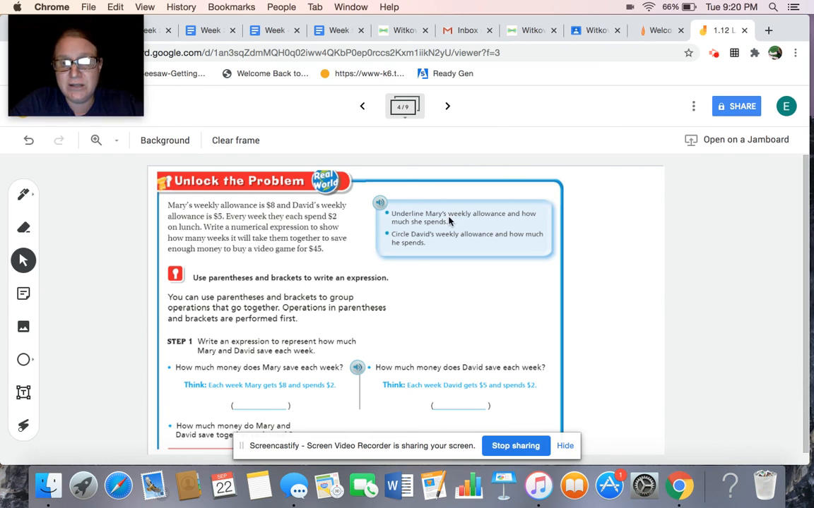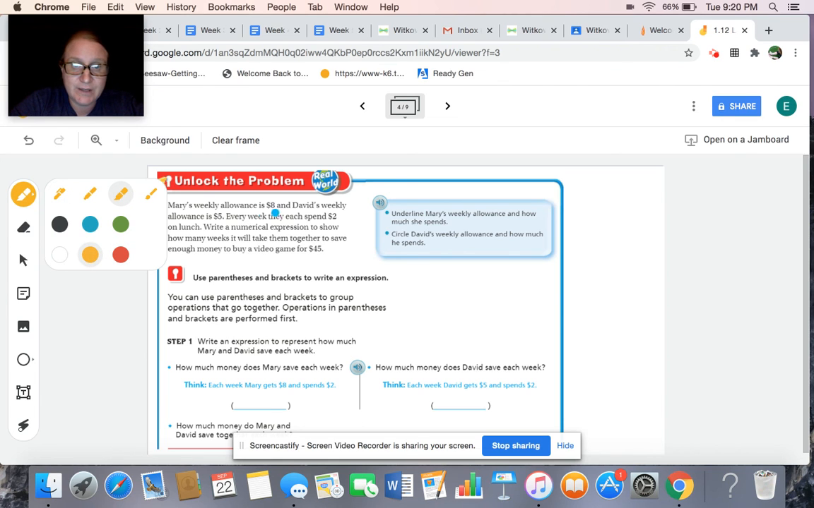It says underline Mary's weekly allowance and how much she spends. Let me get my highlighter out here. Every week they spend $2 on lunch. So Mary's allowance is $8 minus $2. And I'm going to circle David's. Let me switch to my pen. Circle David's weekly allowance and how much he spends. David's weekly allowance is $5 and he also spends $2 on lunch. So now we have the information that we need.